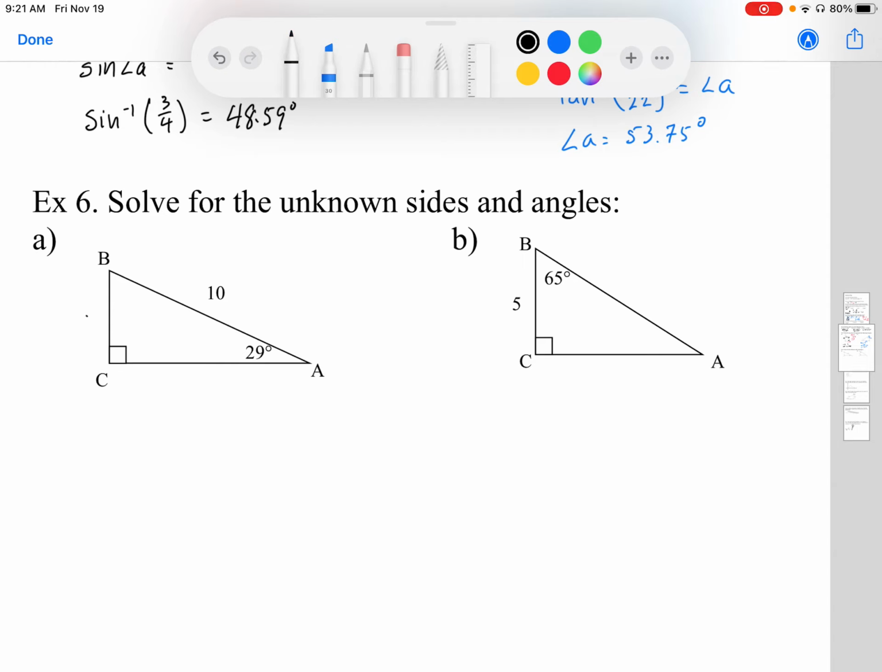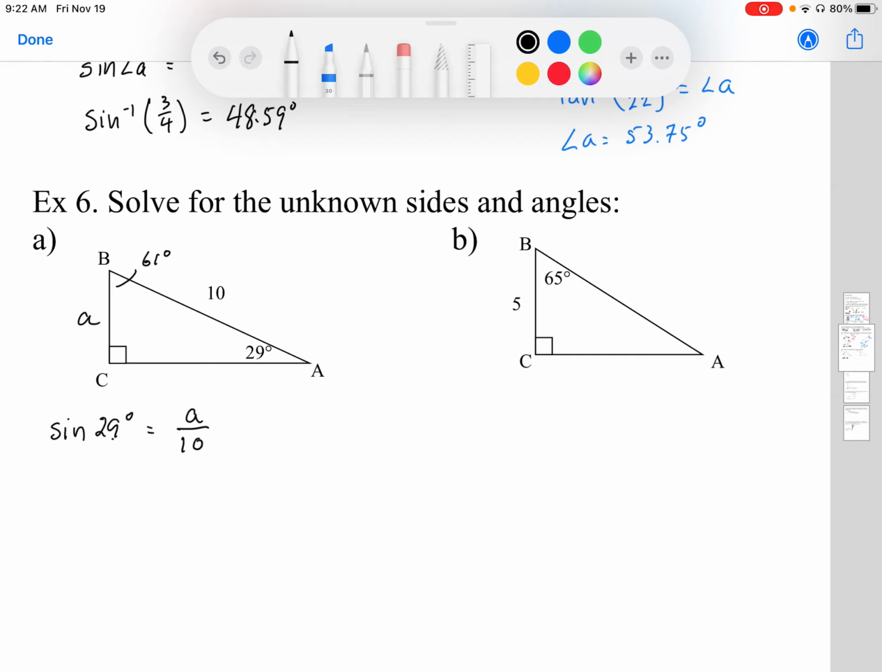So I'm going to find side A first. To find side A, actually let's find the angle first, because that's going to be the easiest. So this angle is complementary, so it's going to be 61 degrees, complementary to 29, so we subtract from 90 degrees. Side A then, we're going to use at 29 degrees, opposite hypotenuse is sine. So I'm going to write this as sine of 29 degrees is equal to opposite over hypotenuse.